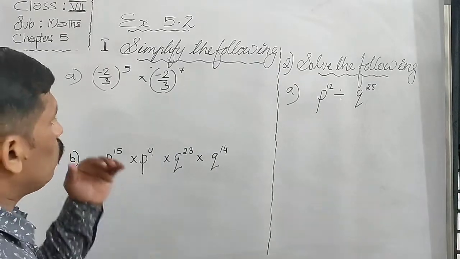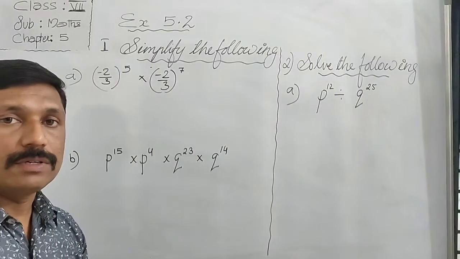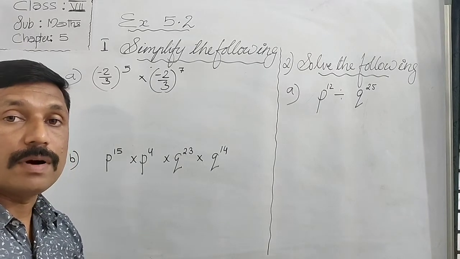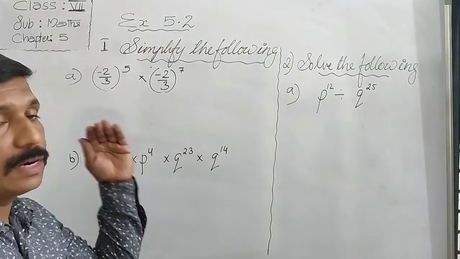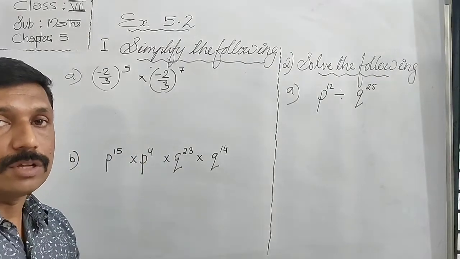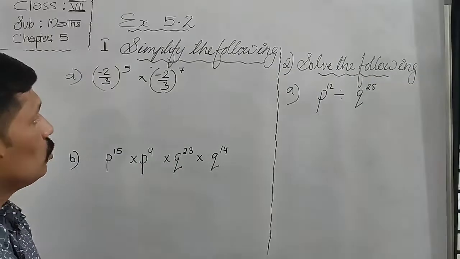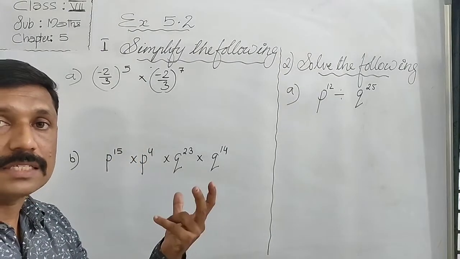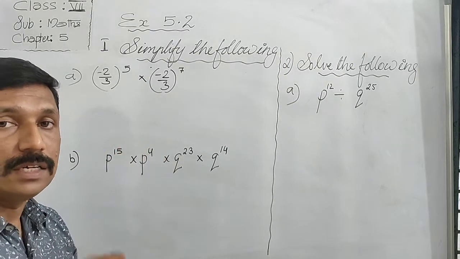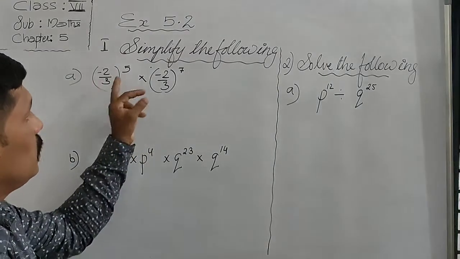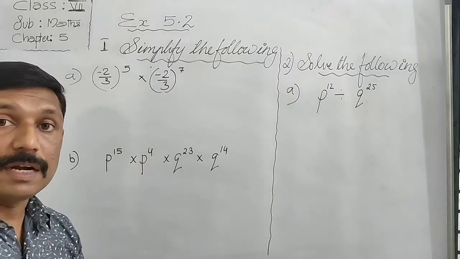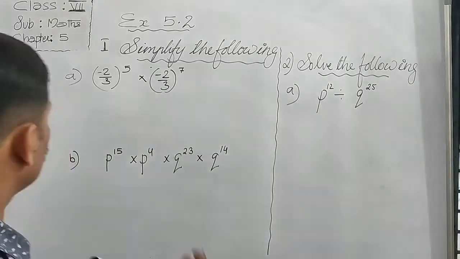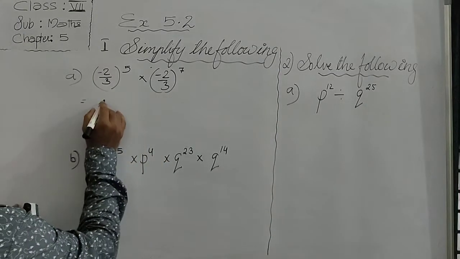So students, I told you that whenever you get a question, you have to first of all understand whether it is multiplication or division. Accordingly, we use the rules. Here it is multiplication. Then next you see, in multiplication two cases are there: when the bases are same and when the powers are same. Here you can see bases are same and powers are different. So in multiplication what do we do? We add the powers and write the same base. So here we add the powers.